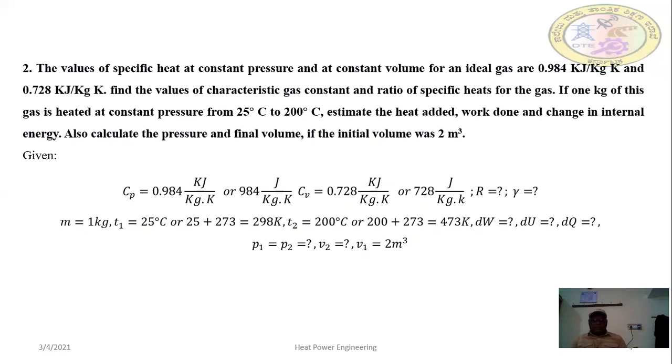This is the problem pertaining to the constant pressure process. For that reason, this problem will be worked out after finishing the constant volume and constant pressure processes. With this information, I am concluding this session.